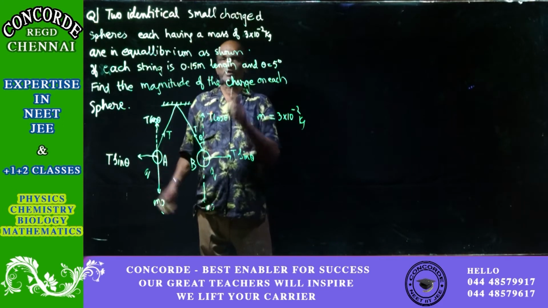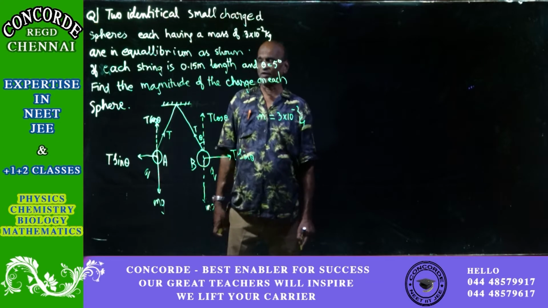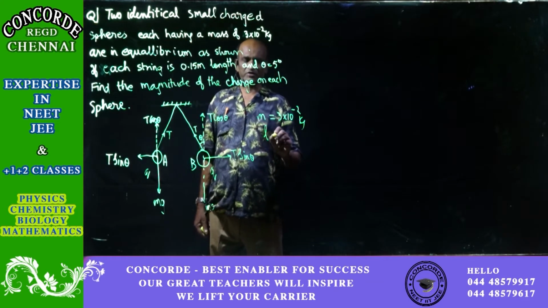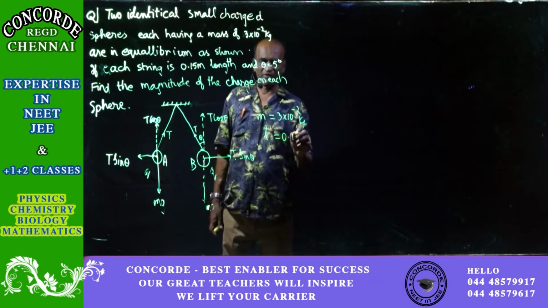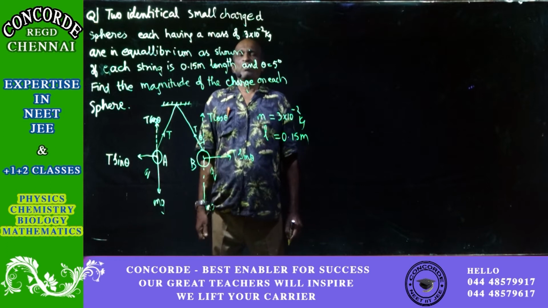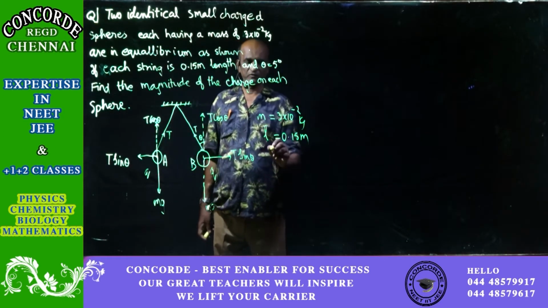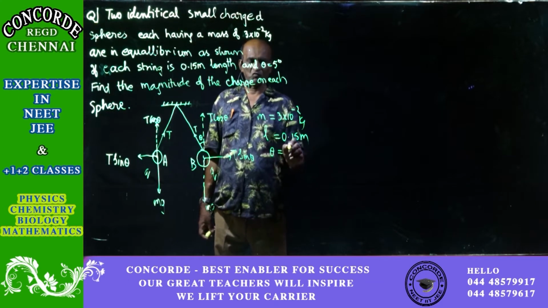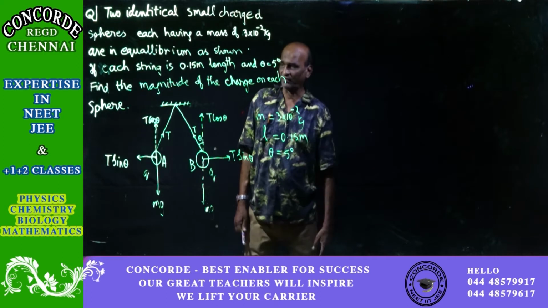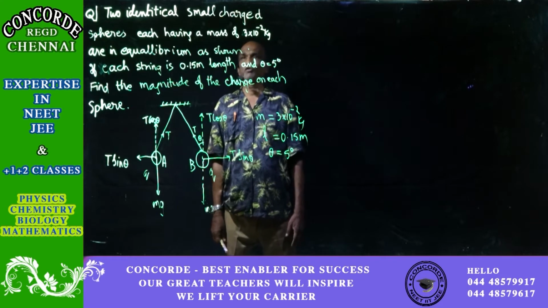So they are not in motion. That is the point. Each string is 0.15 meters long, so the length of the string is equal to 0.15 meters, and theta is equal to 5 degrees. Whatever data is given in the question is shown on the board.